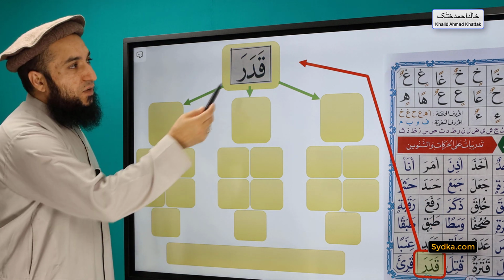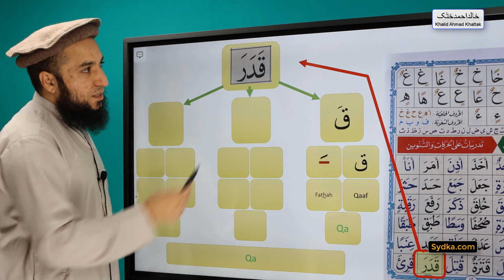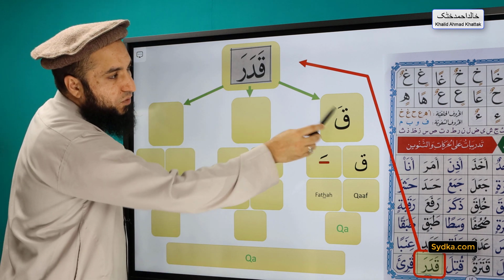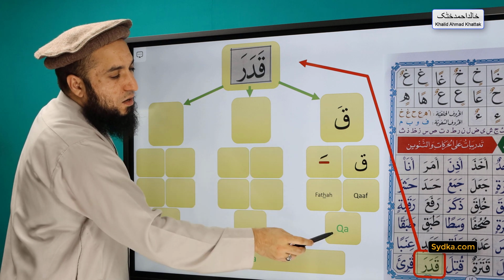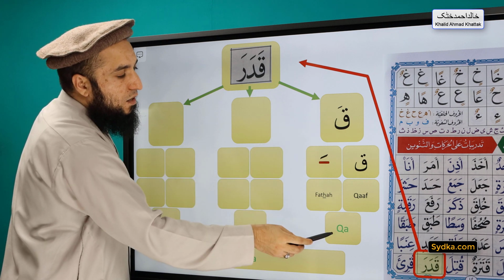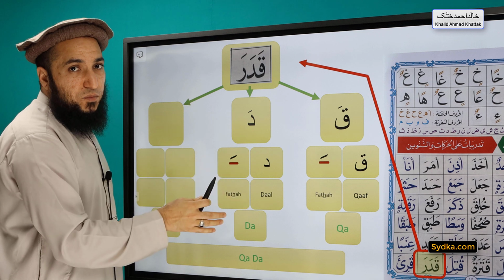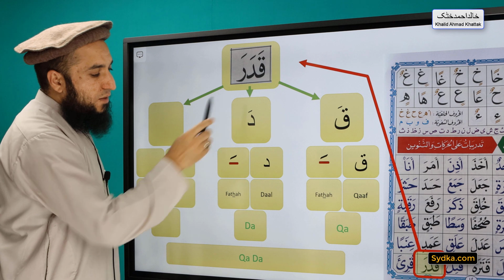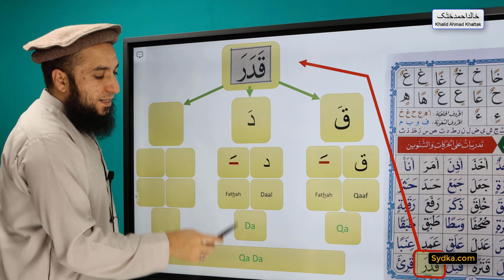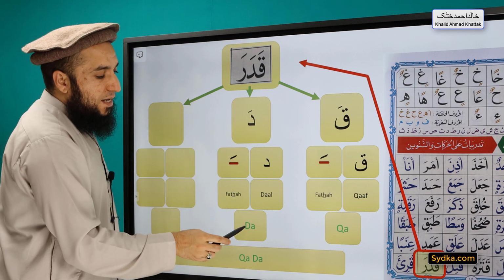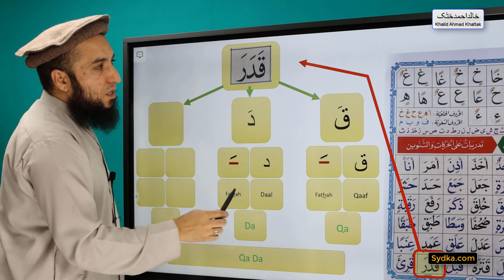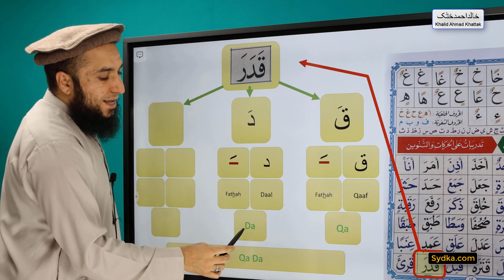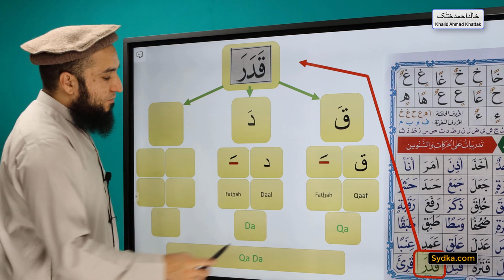So the next word we have is qadara, and it has 3 syllables. The first syllable is qaf fatha qa. Qaf is not silent, and we have fatha. Qaf fatha qa. The second syllable we have is dal fatha da. Dal is not silent, and we have fatha on it. Dal fatha da. So we combine these 2 syllables, and we have qada, qada, qada.